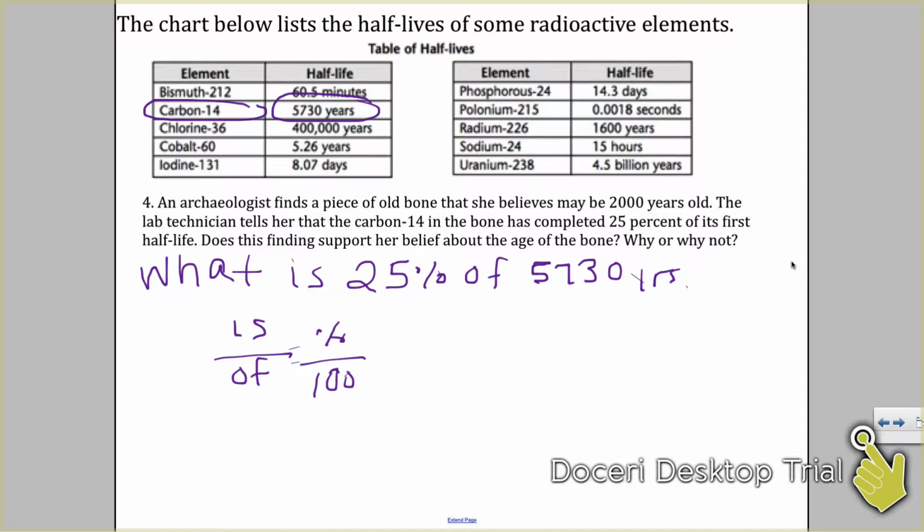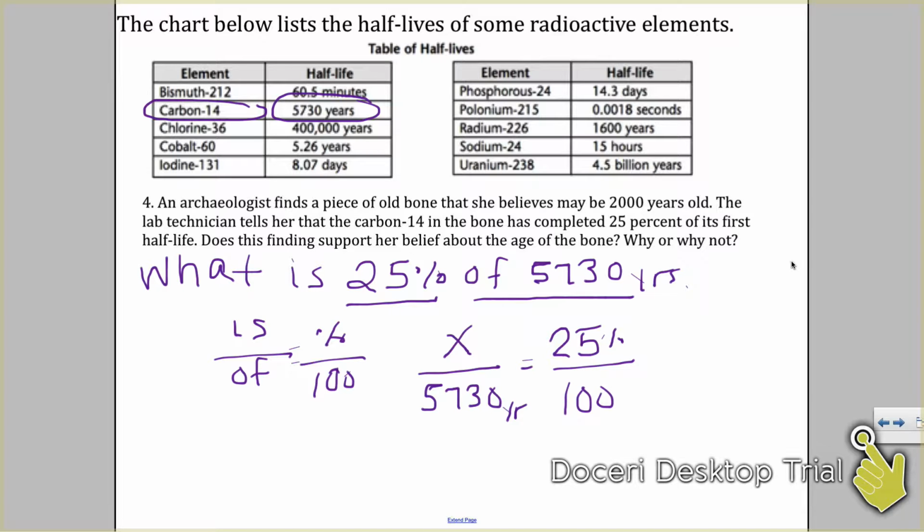All right. So therefore, what is? Do we know is? The question is, what is? So do we know is? No. We don't know is. Is what we're looking for. So is becomes our variable. It's our X. We don't know what it is. Do we know the of? Yes, because it's right here. Of 5,730. So we know that that's our of. Do we know our percent? Yes. 25. And we know that that's over 100. So then we cross multiply and we divide.